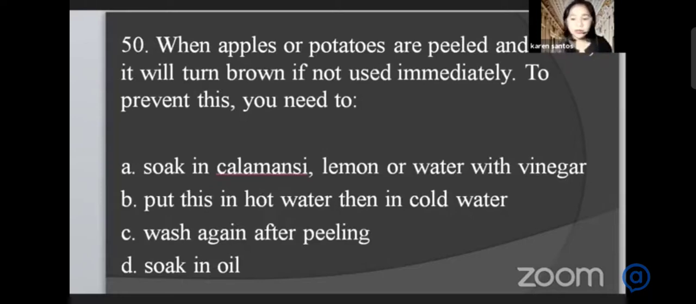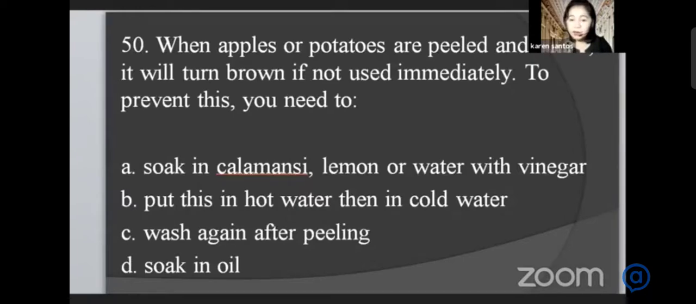Okay, next question. When apples or potatoes are peeled and sliced, they will turn brown if not used immediately. To prevent this, you need to: A. Soak in calamansi, lemon, or water with vinegar. B. Put this in hot water, then in cold water. C. Wash again after peeling. And letter D. Soak in oil.